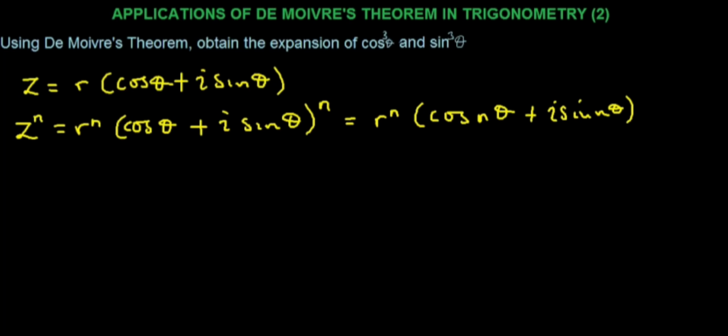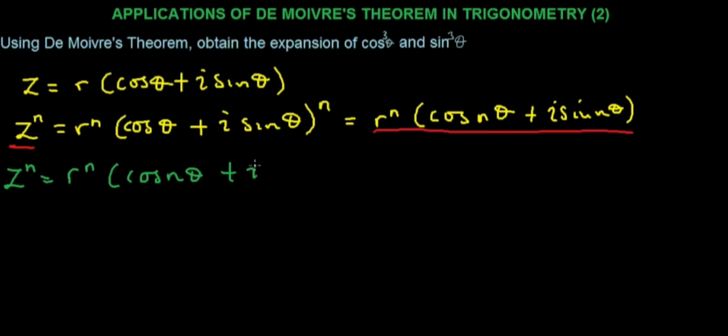What we want to note here is the extension of this one first. We should note that Z raised to power n is definitely equal to R^n into cos n theta plus i sine n theta. Should have this at the back of our mind as our first notation.